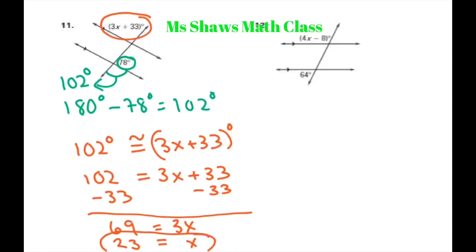And for this one, I know through my alternate exterior angle theorem that this is congruent with this angle here. So this also would be 4x minus 8 degrees. All right. So I know these two angles are supplementary. I mean, there's several ways to do this, but if they're supplementary, then the angles must add up to 180 degrees.